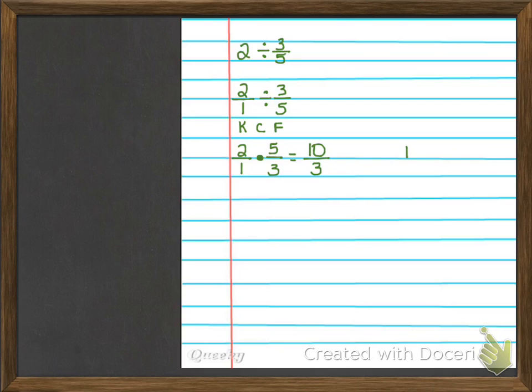So when you're looking at 10/3, you're going to do 10 divided by 3. 3 goes into 10 3 times. So you're going to do your basic division here. 10 minus 9 gives you 1. That 1 is our leftover amount. It becomes our new numerator, and we keep the same denominator that we had right over here. So our answer ends up being 3 1/3.